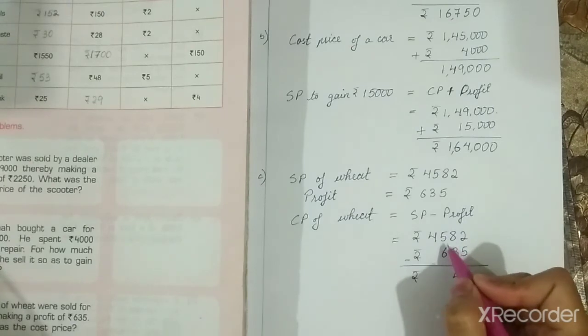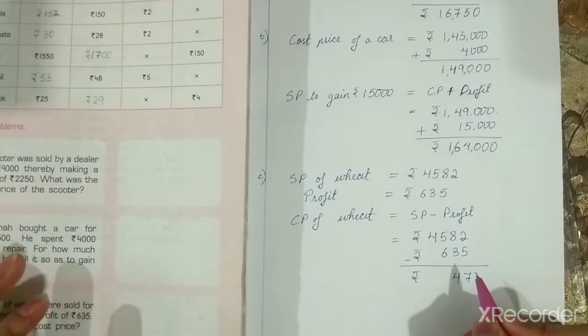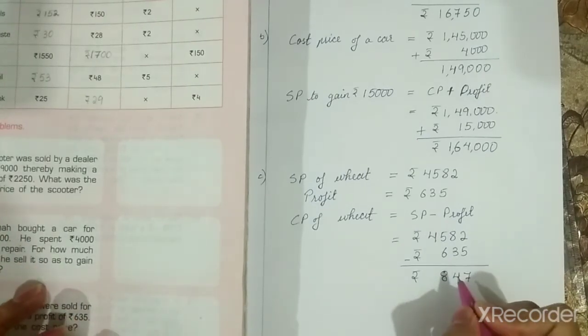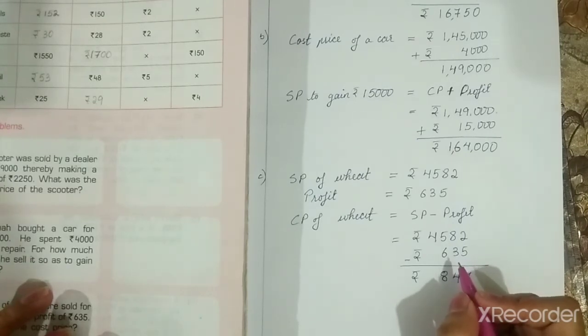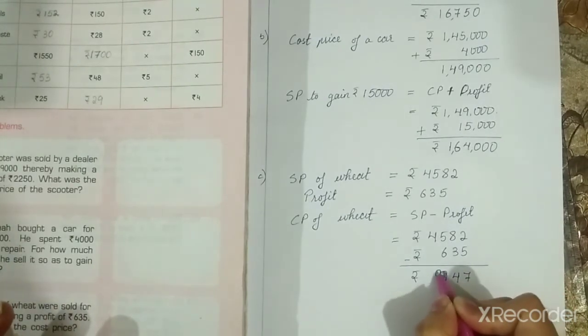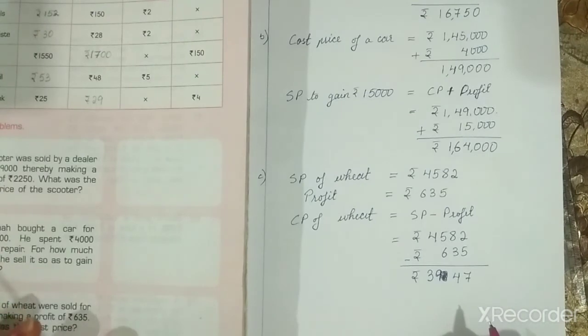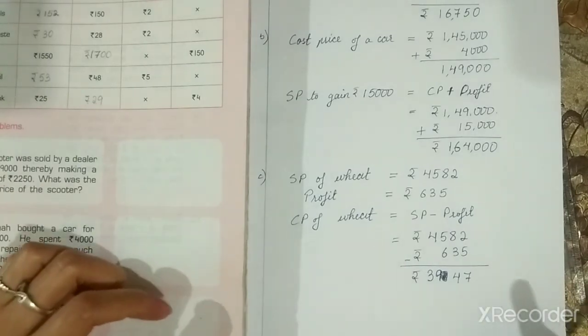5, I cannot subtract 6 from 5, isn't it? So I have to borrow 1 from here. So 15 minus 6, 9. Sorry, it should be 9. And this 4 will become 3 since I've already borrowed 1. So it becomes 3,947.